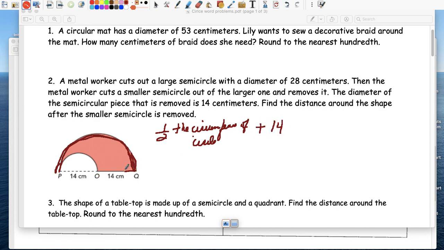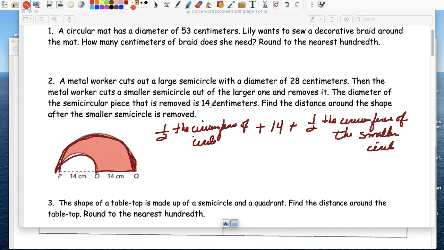Because then you're going to walk this little stretch, and then plus half the circumference of the smaller circle. I forgot to write it: half the circumference of the big circle. So that's what you have to do.